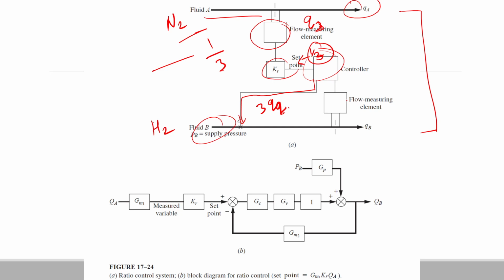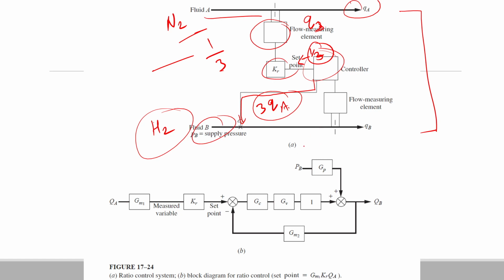So this controller will get the flow of this hydrogen, as well as the set point. The set point is basically how much the flow rate of hydrogen should be. So in this case it should be 3 times QA. So this set point will be given to this controller. Based on that, it will take the control action, that is, increase the valve opening to increase the flow rate of the hydrogen. So that is how it will control the ratio of nitrogen to hydrogen.